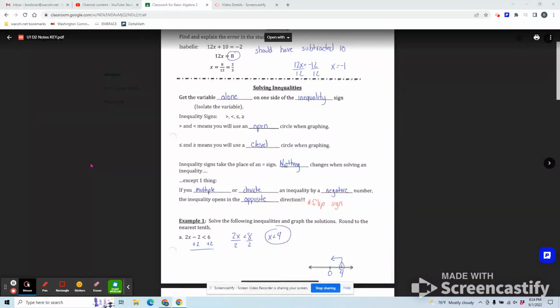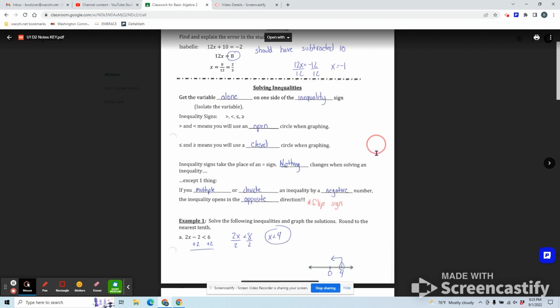Welcome back. Today we're going to learn about solving inequalities. So last unit we did solve some inequalities, but this unit we're going to go a little bit deeper into solving them with some different types of answers.